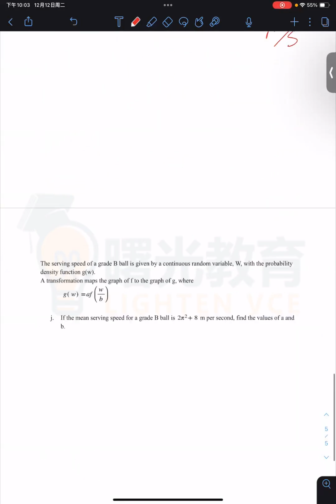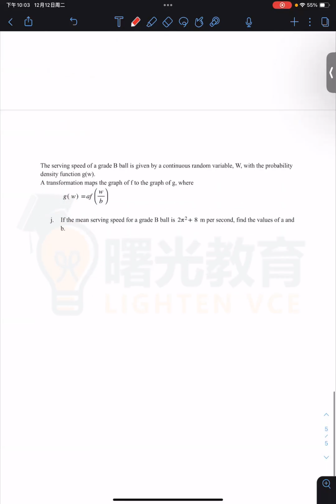Now, next question. The serving speed of grade B is given by continuous random variable W with the probability density function g(w). Then we have a transformation that maps the function f to the function g, where g(w) is equal to a times f(w over b). If the mean serving speed of a grade B ball is 2 pi squared plus 8 meters per second, find the values of a and b.